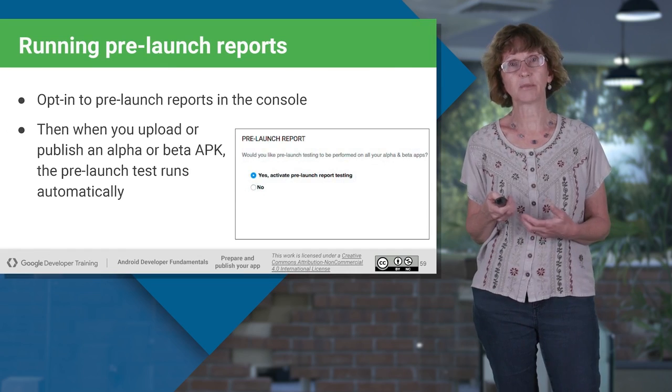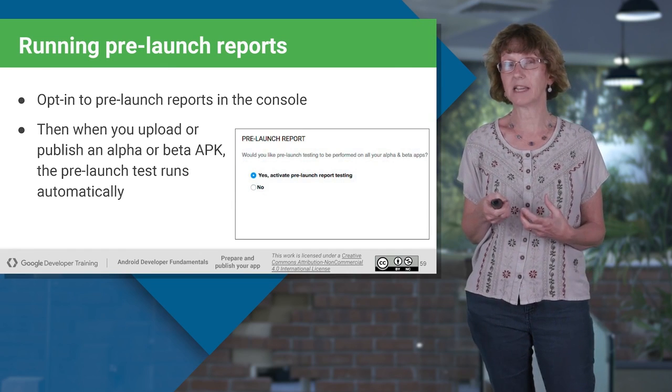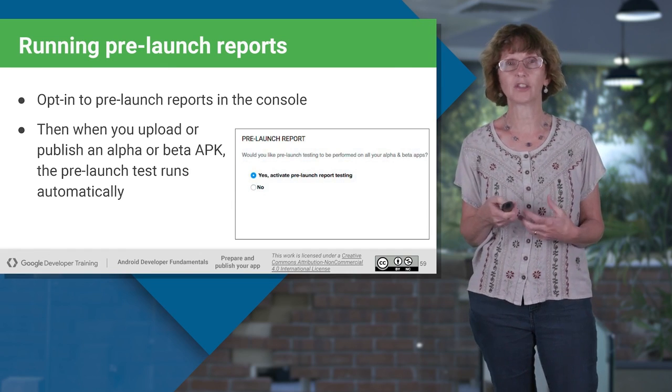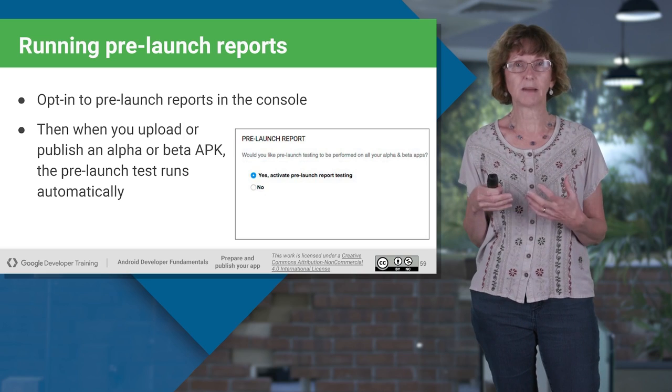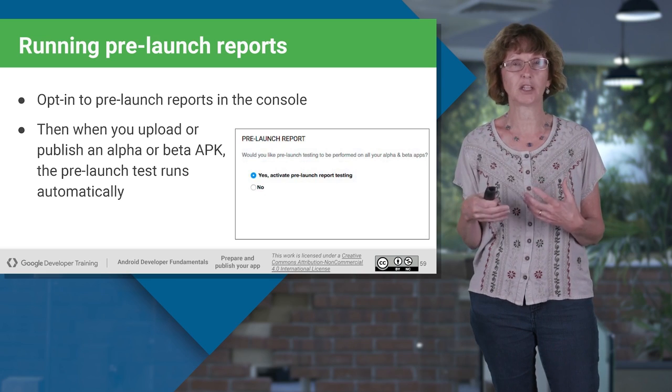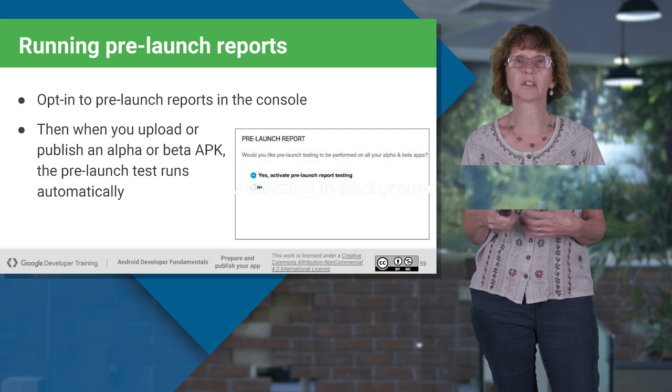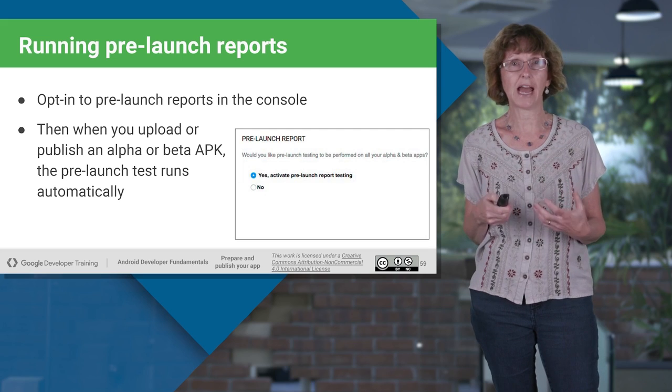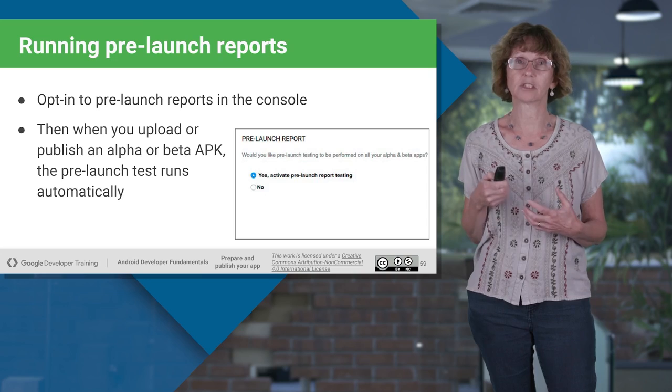You don't get the pre-launch reports automatically to begin with. What you have to do is opt in. There's a button that you click that says, yes, I want the pre-launch report. Then after you upload an app, the pre-launch tests are automatically run.